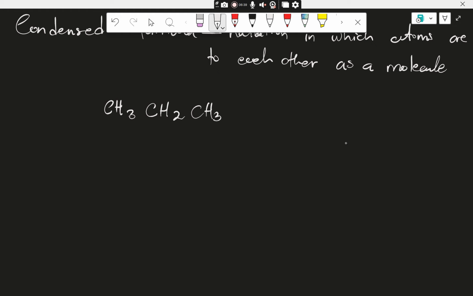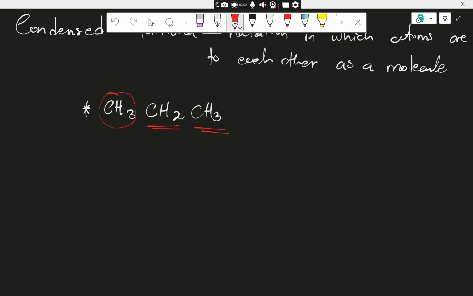This is called the condensed structure of your organic compound. So this is our hydrocarbon. This hydrocarbon is propane, right? So that's your condensed formula. If they say write the condensed formula, this is how you write it.